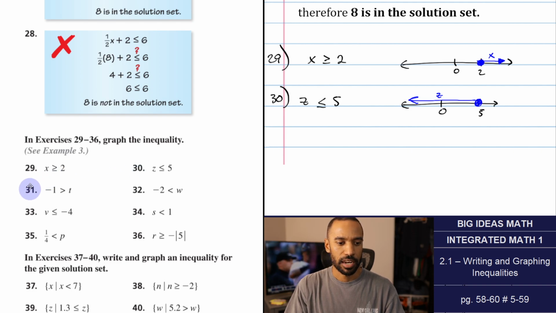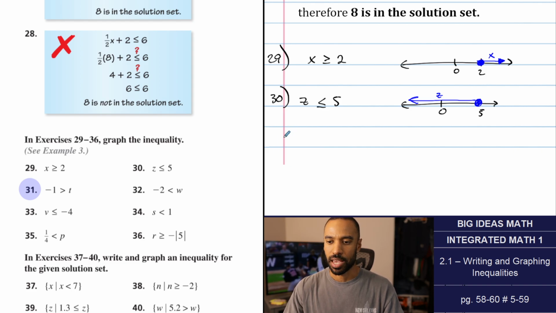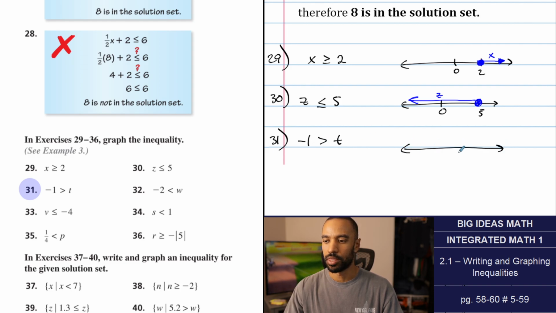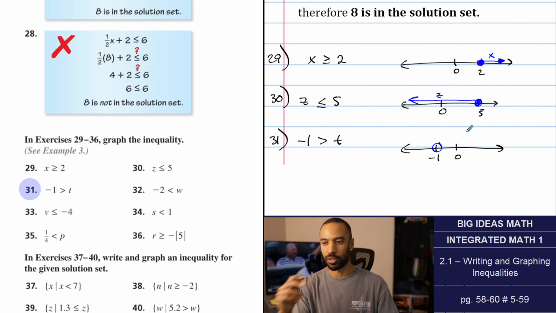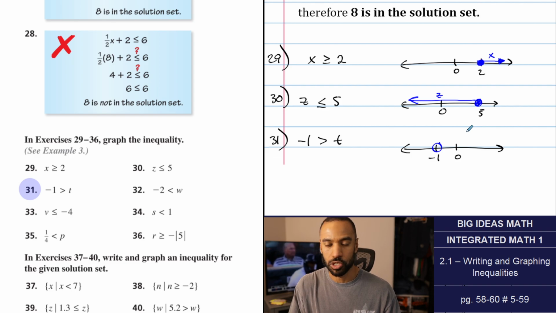Number 31 says -1 is greater than t. Now, the thing to be careful of is how this greater than is going to fit with this because of the way that this is written. So take a look. First, I'm going to start with boundary value of -1, which is to the left of 0. Now, as far as the greater than symbol goes, equal to is not on there. Therefore, there's an open circle. But do I graph to the right or to the left? You see greater than, you think to the right.